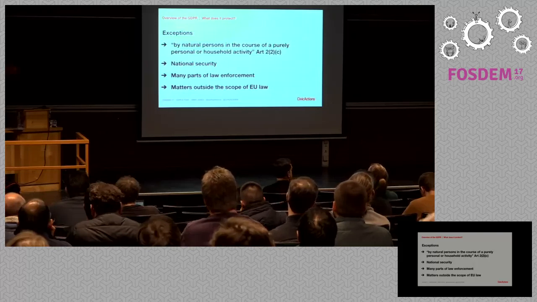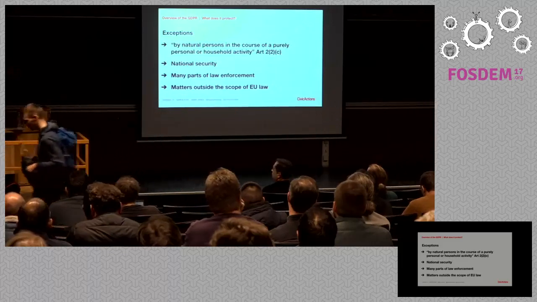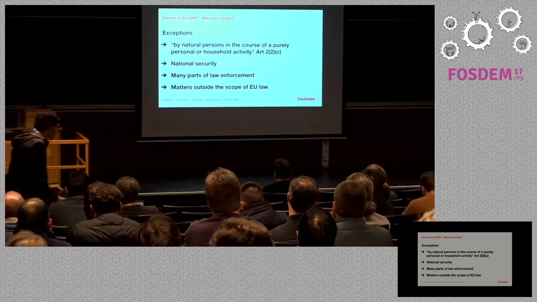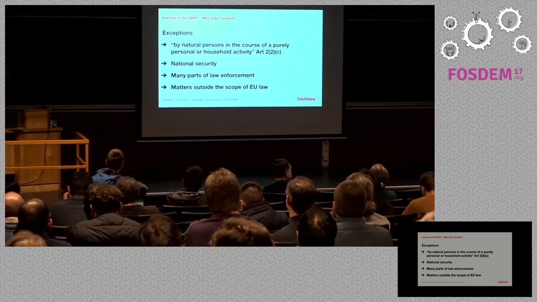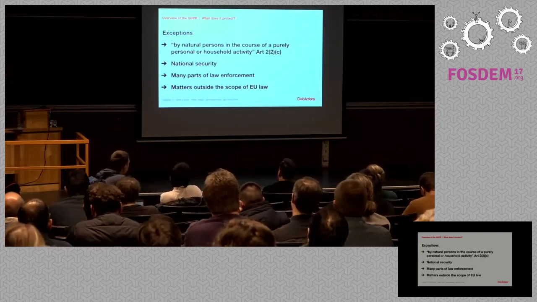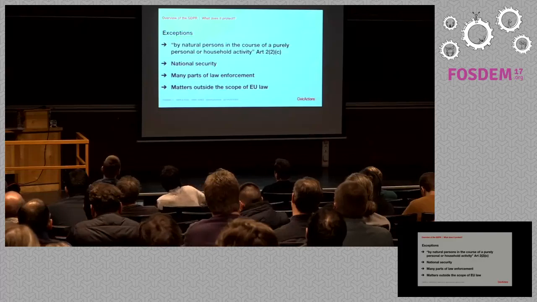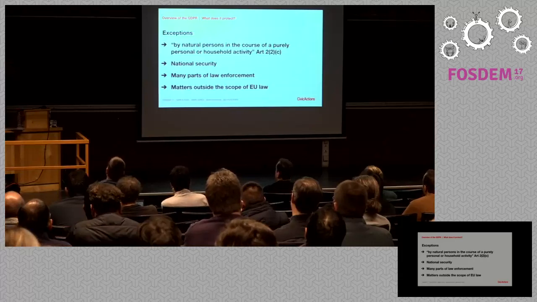There are a couple of exceptions. I think the most important one, and why this doesn't really require FOSS developers generally to do anything, is that it doesn't regulate the use of data by natural persons in purely personal or household activity. Now, personal and household activity, we'll see how that gets defined. Under the old directive, it was fairly narrow. But, you know, if you've got a mailing list of all your family members to send them Christmas cards.